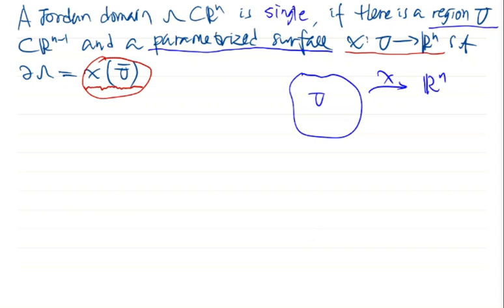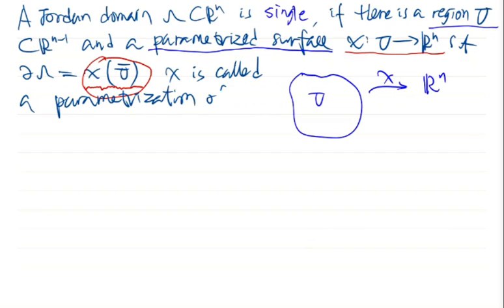So this is the single domain, the Jordan domain single. In this case, we also call this X a parametrization of the boundary of omega. Okay, so this is a single domain. In other words, a single domain is one whose boundary can be covered by a single surface.